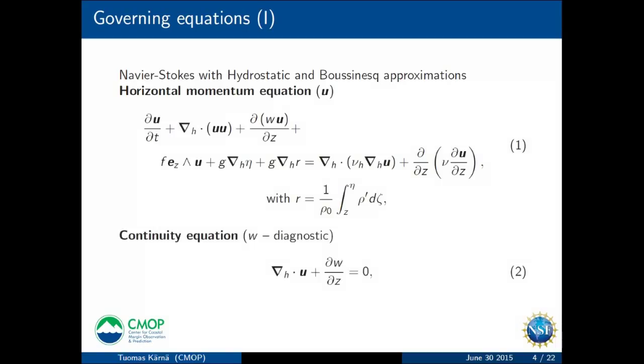Then, since we're hydrostatic, the vertical momentum equation boils down to just the continuity. So you get your vertical velocity W diagnostically from this equation.